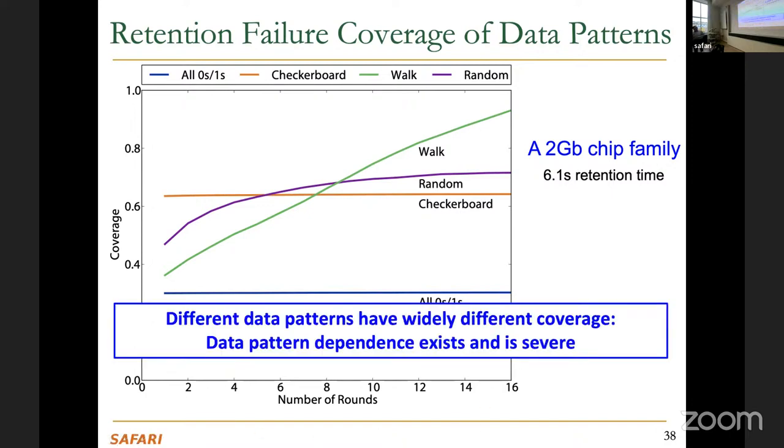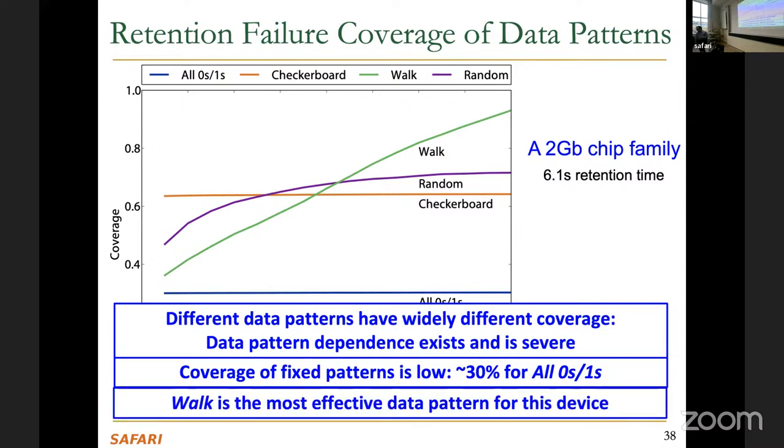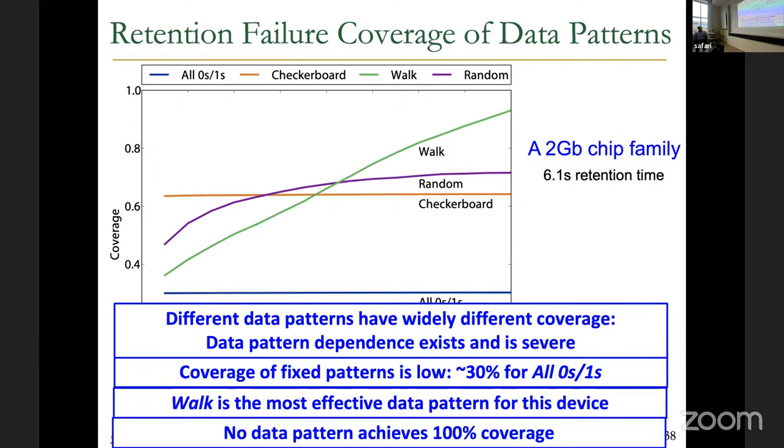So the takeaway here is that different data patterns have widely different coverage. Data pattern dependence exists and it's severe. And coverage of fixed patterns is low. For example, if you test with all zeros and ones as prior work suggested, you get only 30% coverage of retention failures, which is not good. And walk is the most effective data pattern for this device, but you can see that even that is not 100% coverage after 16 rounds of testing, expensive testing basically. And this is one device. No data pattern achieves 100% coverage rates, but you cannot see that, unfortunately. That's right under the Zoom's beautiful interface.